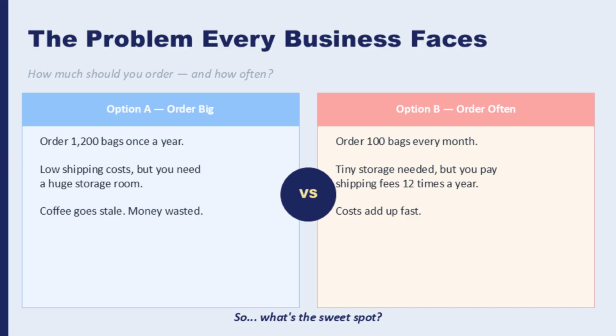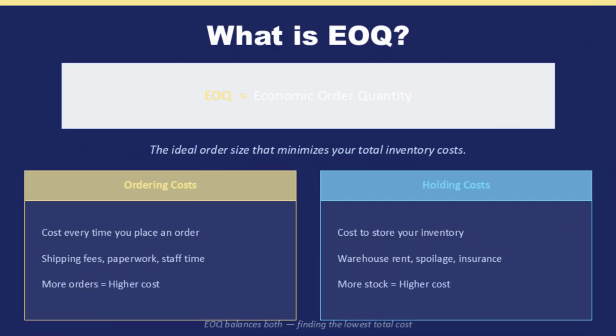Part 2. What is EOQ? EOQ stands for Economic Order Quantity. In plain English, it's the ideal order size that minimizes your total inventory costs. There are two costs EOQ tries to balance. Number 1, ordering costs. These are the costs you incur every time you place an order. Things like shipping fees, processing paperwork, or the time your staff spends coordinating the delivery. The more frequently you order, the higher these costs.